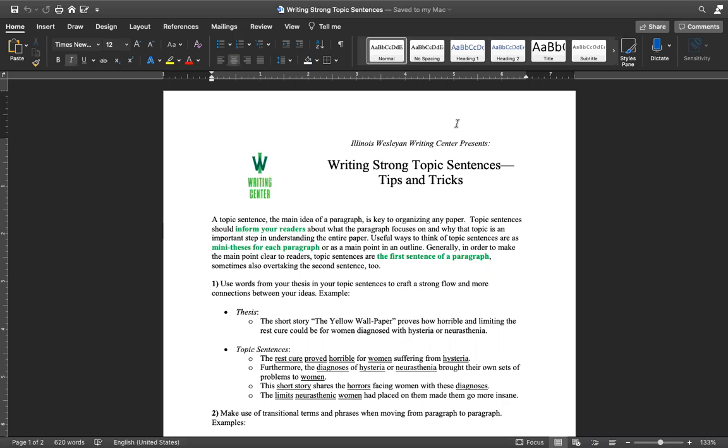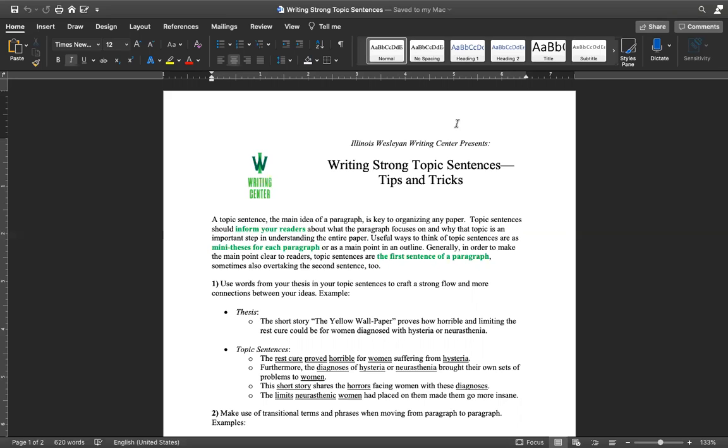Topic sentences should inform your readers about what the paragraph focuses on and why that topic is an important step in understanding the entire paper, particularly linking back to the thesis. In fact, a useful way to think of a topic sentence is to think of it as a mini thesis statement for each paragraph. Generally, in order to make the main point clear to readers, topic sentences are the first sentence or sentences of a paragraph.